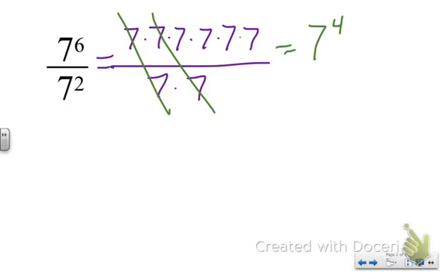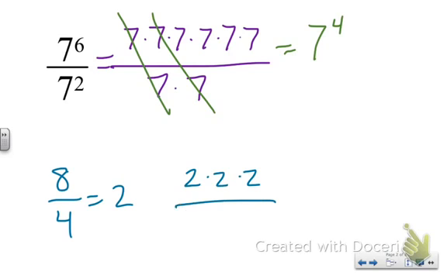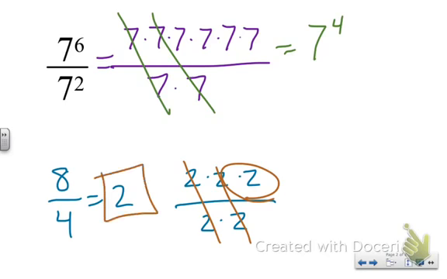to the 4th. And if that's a little bit confusing, think about when you do 8 divided by 4, you get 2. But think about what's actually happening. 8 can be broken down into 2 times 2 times 2. 2 times 2 is 4 times 2 is 8. And 4 is 2 times 2. Well, you're left with 2, just like you did over here when you divided. So 7 to the 6 over 7 squared leaves you with 7 to the 4th.